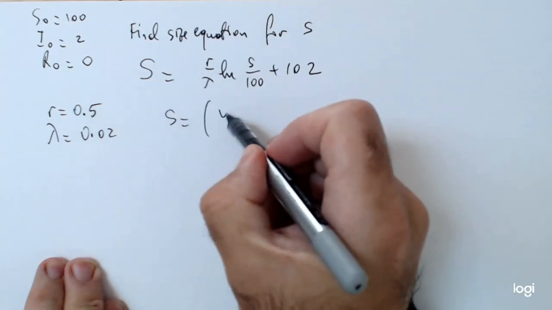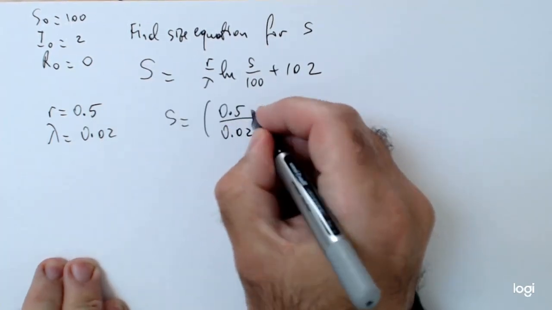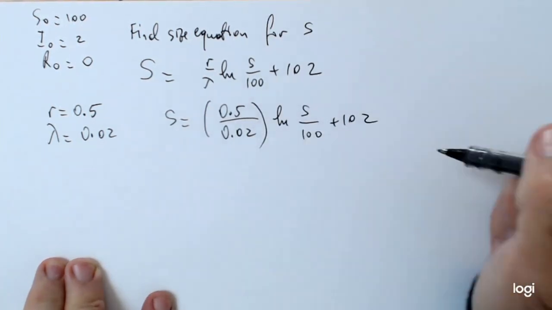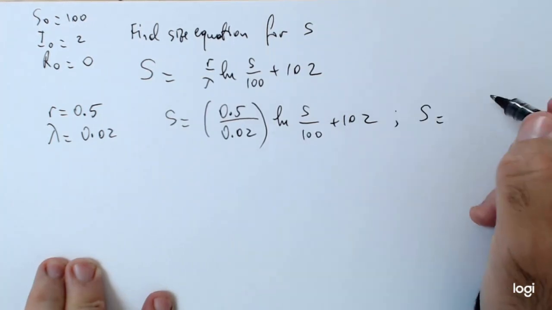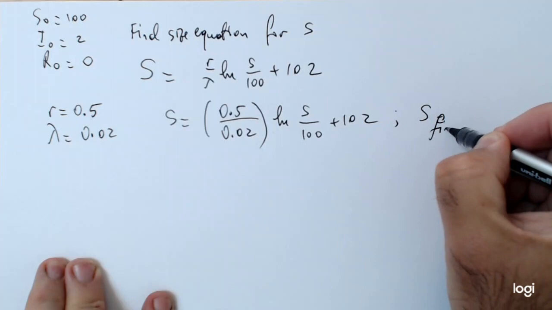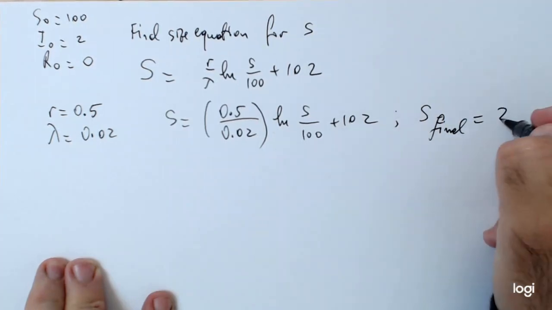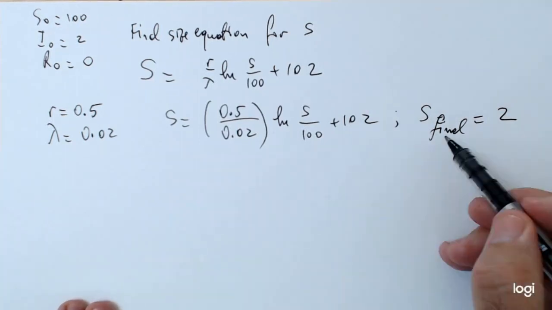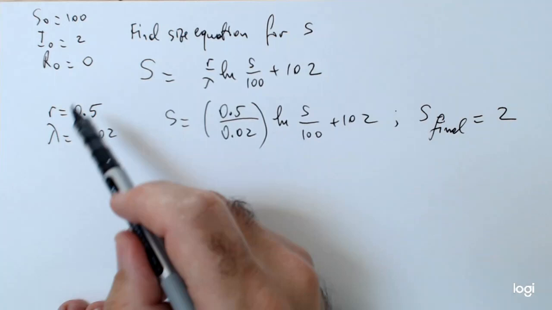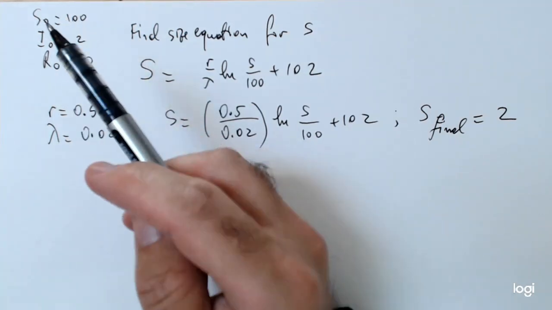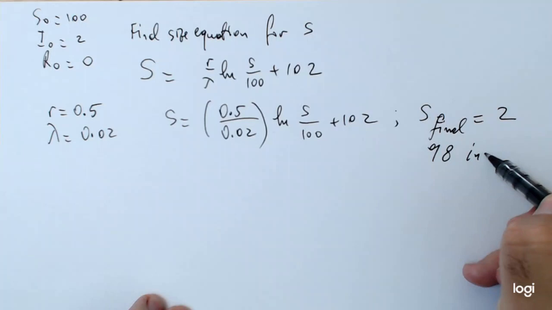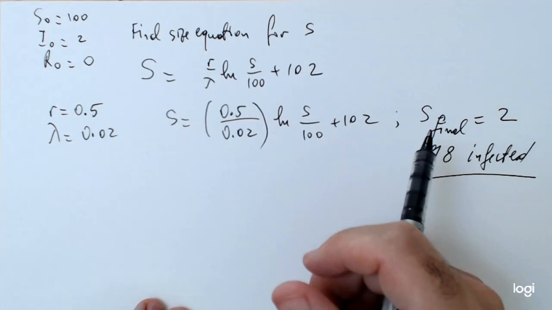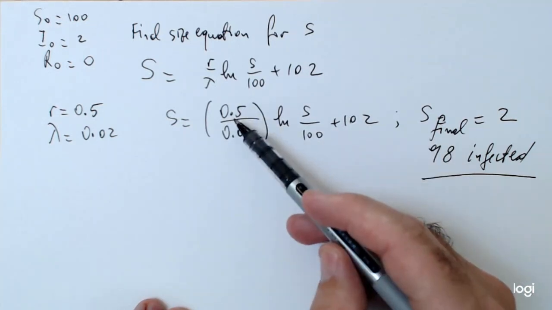So you can check this for yourself. Plug in these values, solve it with Wolfram Alpha or something similar, and you will notice that S final is going to be 2 or close to 2. It's not going to be precisely 2, but approximately 2. How many susceptible are to begin with? 100. That means 98 were infected. Makes sense. 0.5 for R is a pretty low recovery rate.